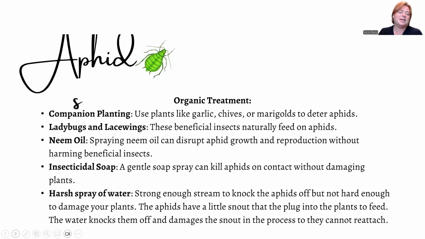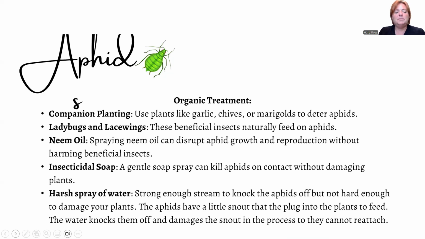Insecticidal soap. That's kind of like what I was talking about by using Dawn, but they do actually make soaps for this purpose. And so those are great. And then a harsh spray of water. I always thought this seemed so odd because if you knock the aphid off, won't it just crawl back up on the plant and bite it again? In reality, no, they can't, because that little snout we were talking about earlier gets damaged if you spray them with a harsh stream of water and knock them off. So now they can't crawl back up and feed on your plant. So a harsh spray of water will do the trick too sometimes.